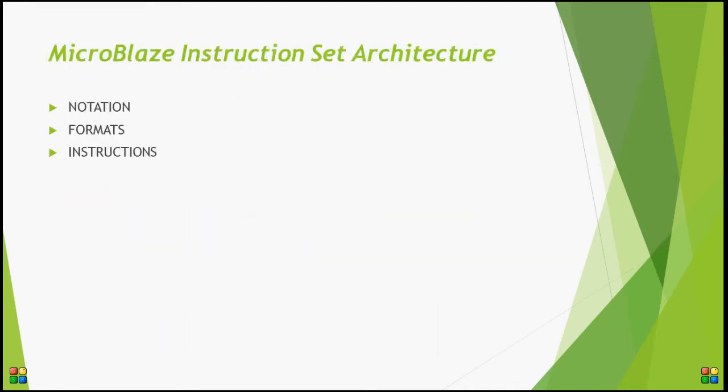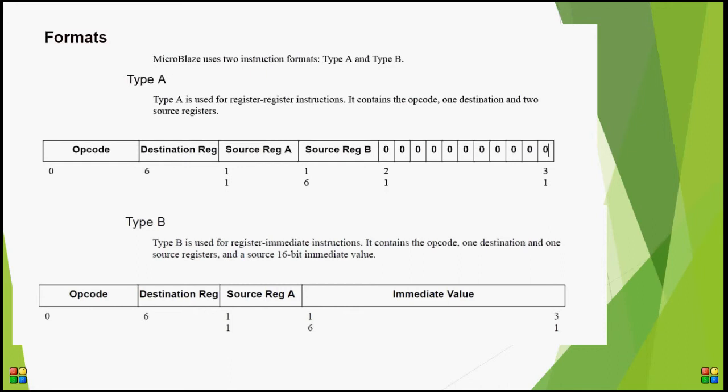The MicroBlaze instruction set architecture consists of notation, formats, and instructions. The notations are more or less similar to the arithmetic symbols like cross sign for multiplication, etc. Formats. MicroBlaze uses 2 instruction formats, type A and type B. Type A is used for register-register instructions. It contains the opcode, 1 destination register, and 2 source registers. Type B is used for register-immediate instructions. It contains the opcode, 1 destination register, 1 source register, and a source 16-bit immediate value.